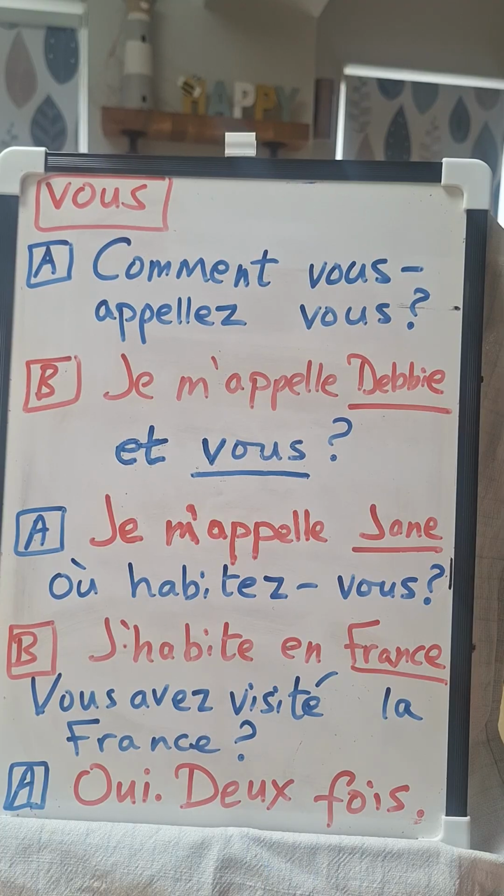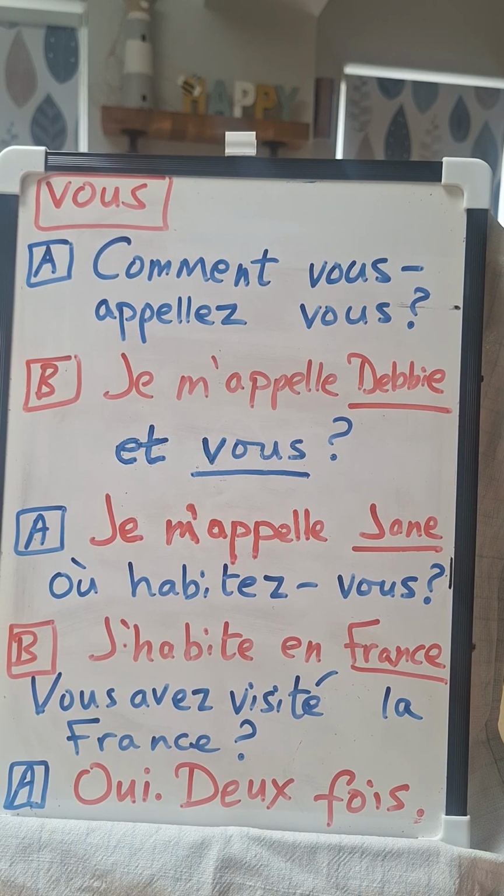Now we've already covered numbers in lesson 2, so you should know that number, but if not, it's number 2. Oui, deux fois. So it means you've been 2 times. In English we say twice. You can say 2 times or you can say twice.